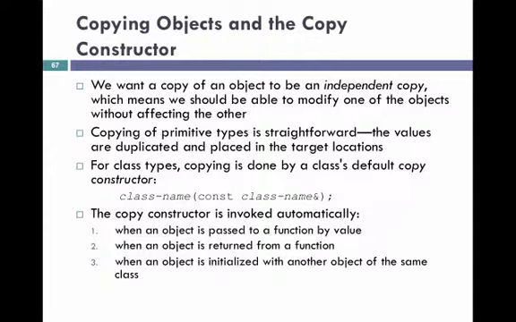Now the copy constructor, you may not have seen it before, but it exists and the compiler's been making use of it automatically. So whenever an object is passed to a function by value, so if we have a class variable as a parameter to a function, then the class's default copy constructor is invoked. When an object is returned from a function, the copy constructor makes a copy that's returned to the caller. And when an object is initialized with another object of the same class, then the copy constructor is called.